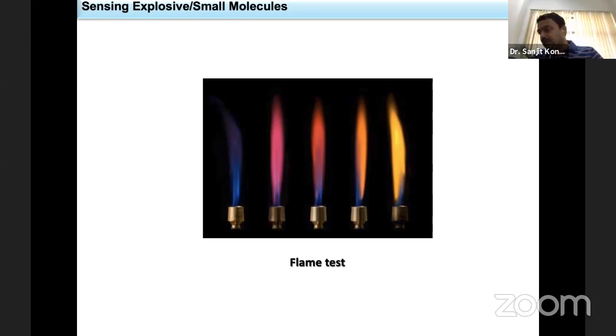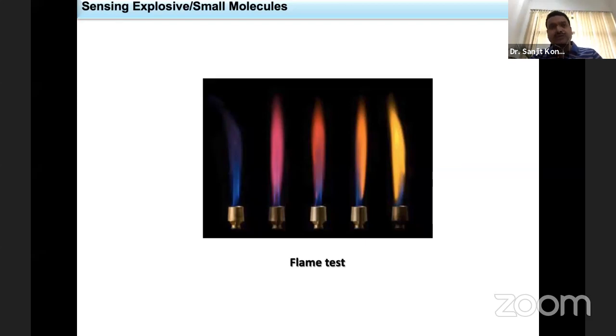But it cannot be applicable for organic molecules. It cannot be applicable for many other complexes or chemicals. In most cases, you have to use some spectroscopic technique, for example, NMR, IR, UV-visible spectroscopy, fluorescence, and many other complicated techniques.